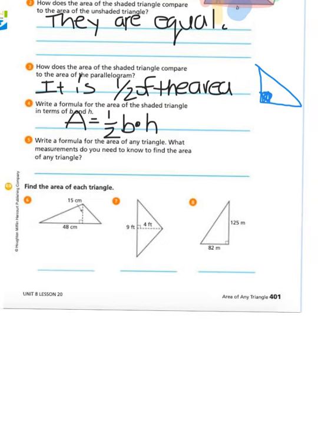All right, boys and girls, question number 5 says, write the formula for the area of a triangle. What measurements do you need to know how to find the area of any triangle? So there's 2 parts to this. The first part is the same as above, that the area of a triangle equals 1/2 base times height. And the measurements you need to know are the base.